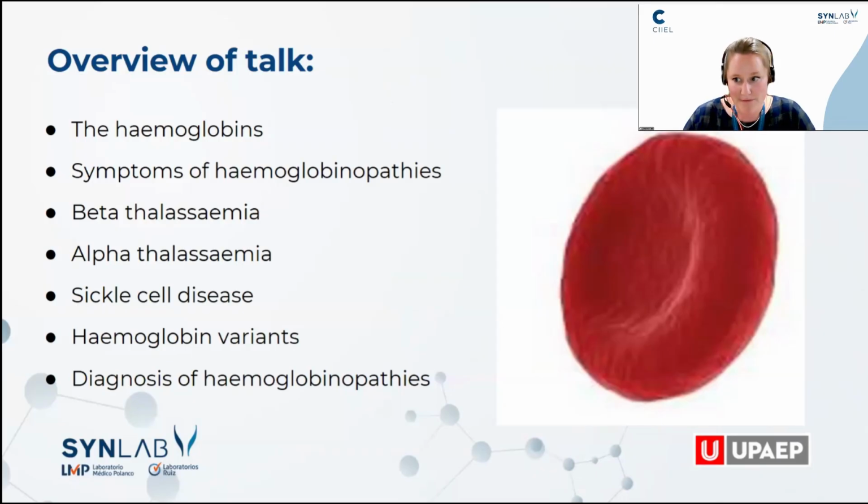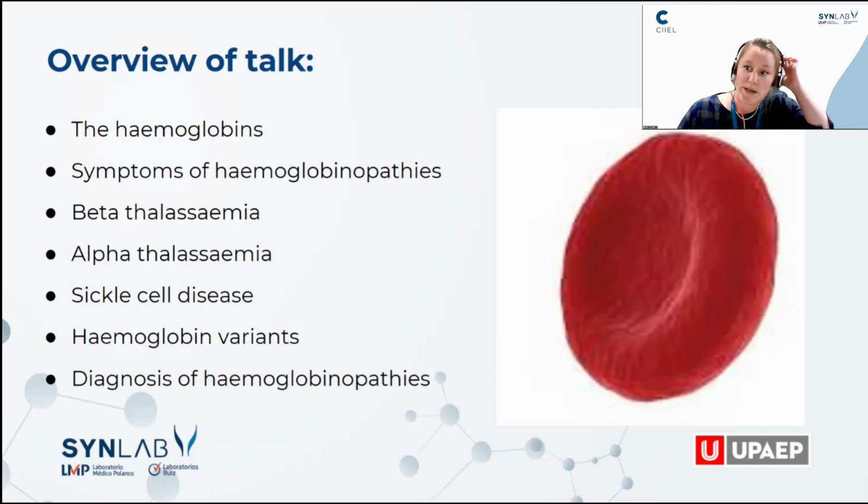So just a brief overview of what I'm going to talk to you about today. First of all, we're going to go through the different hemoglobin proteins that are involved in the hemoglobinopathies as a group of disorders. We're going to talk about the symptoms of hemoglobinopathies, and then I'll talk to you about the different types of hemoglobinopathy. So we'll talk about the thalassemias, so beta thalassemia and alpha thalassemia. We'll also talk about sickle cell disease and some of the other hemoglobin variants which can contribute to sickle cell disease and thalassemias.